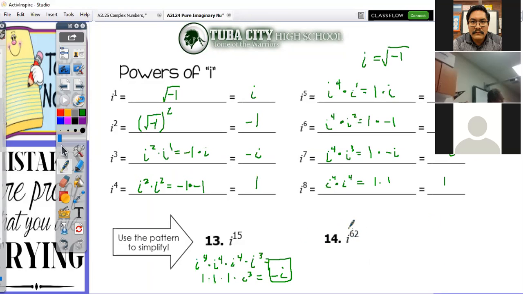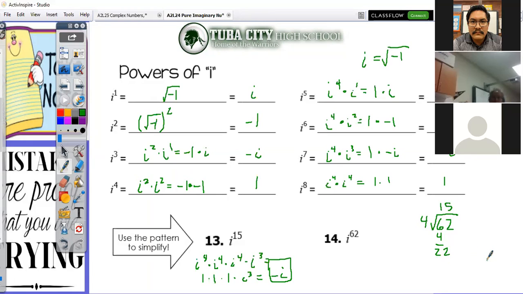Now we know this pattern repeats every 4 numbers, so we need to know which one of these 4 it lands on. So I'm going to take the power and divide it by 4. Remember, this is going to take out 4 each time. So 4 goes into 6 one time, and that's going to be 2 here. I'm going to move this down here. 4 goes into 22 5 times.